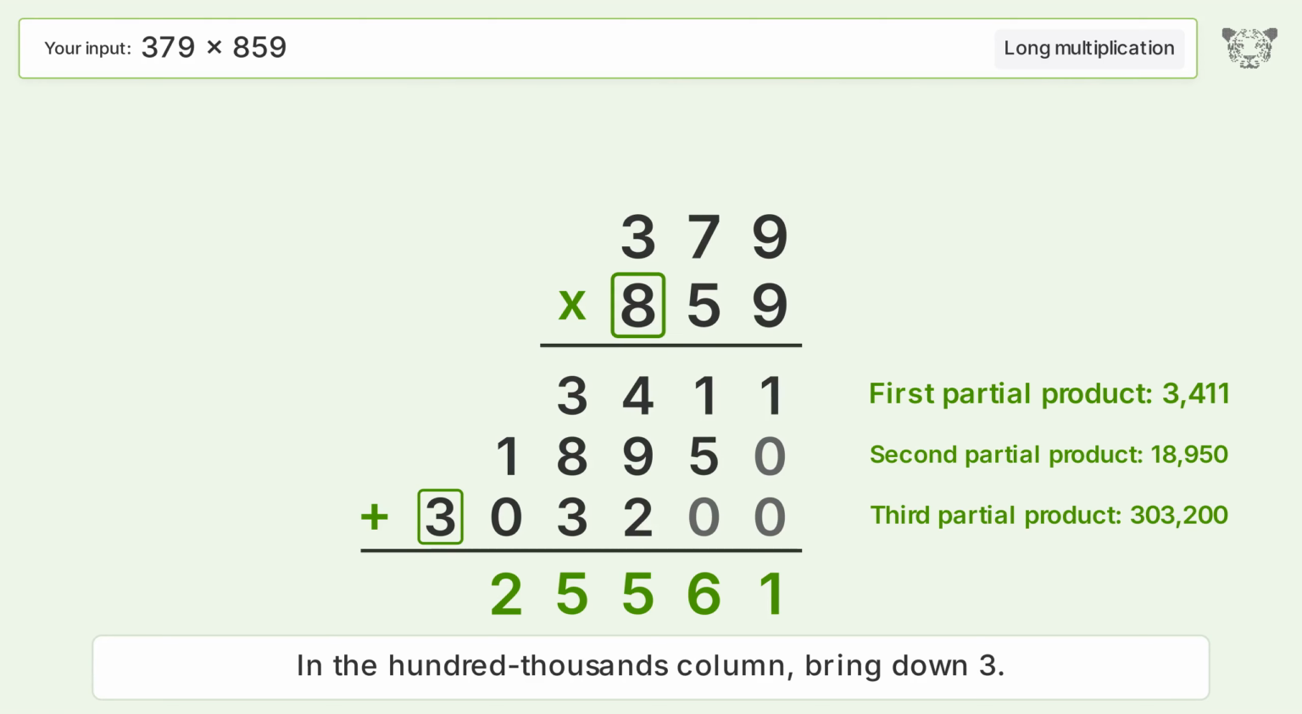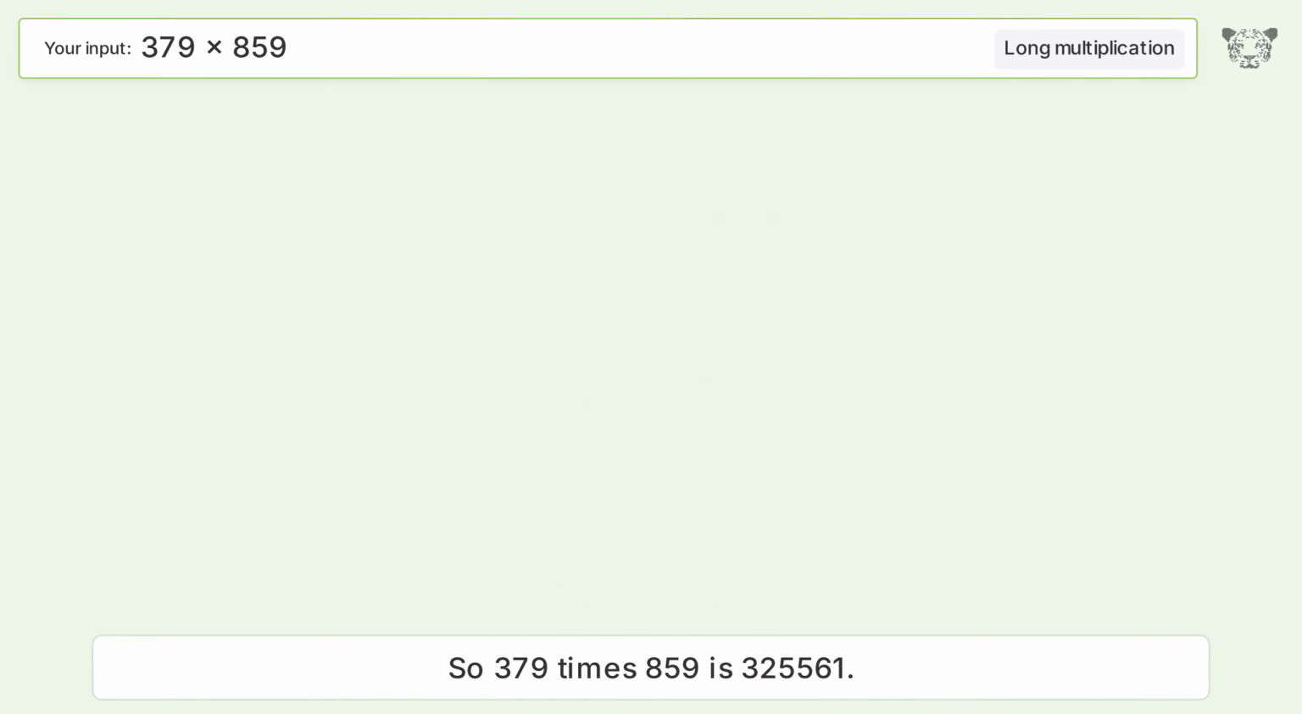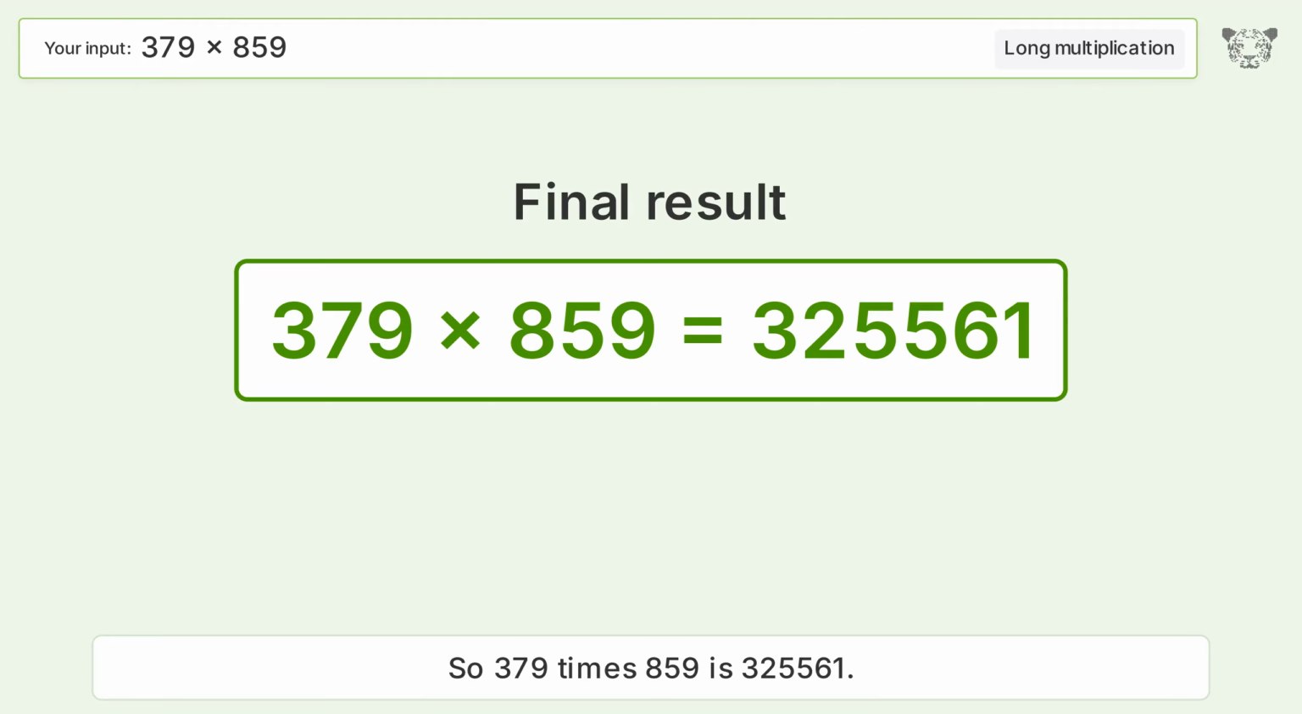In the hundred thousands column, bring down 3. The whole product is 325,561, so 379 times 859 is 325,561.